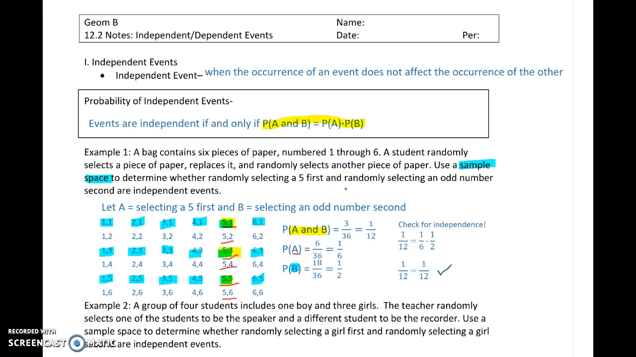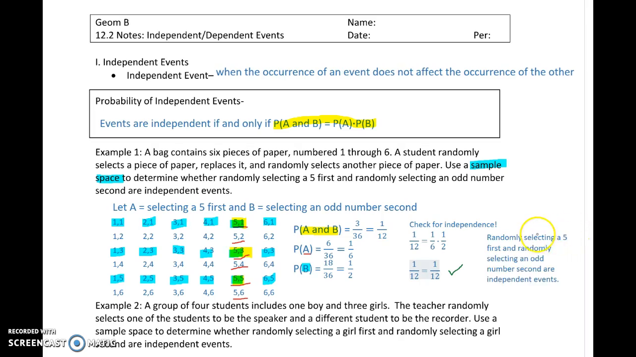So then we can say that these two events are independent, right? Selecting a 5 first and selecting an odd number second do not affect each other. All right, so just make sure at the very end you state your findings, right? So that randomly selecting a 5 first and randomly selecting an odd number second are independent events.